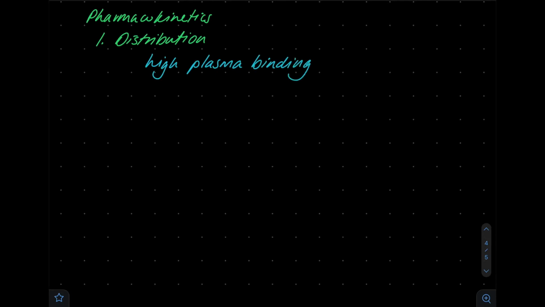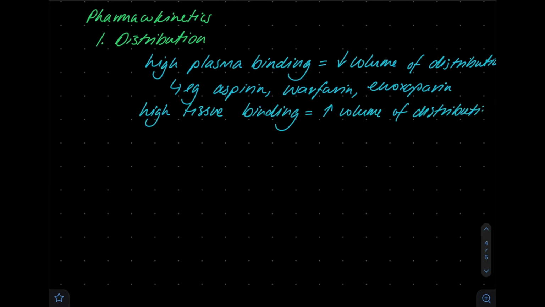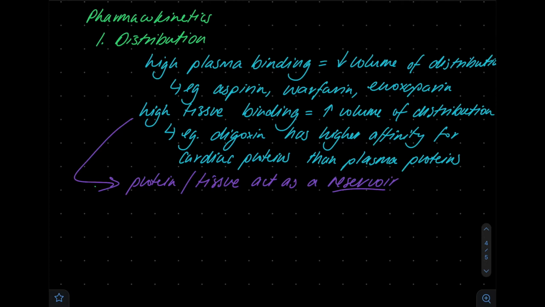Starting with pharmacokinetics, in terms of distribution, drugs with high plasma protein binding tend to have lower volume of distribution since the drug is mostly confined within the plasma. For example, aspirin, warfarin, and enoxaparin. Drugs with high tissue protein binding tend to have a much higher volume of distribution since the drug spreads widely throughout the body. For example, digoxin has higher affinity for cardiac proteins than plasma proteins, which causes digoxin to have a high volume of distribution. On a related note, protein binding can act as a reservoir, and this prolongs half-life and elimination.